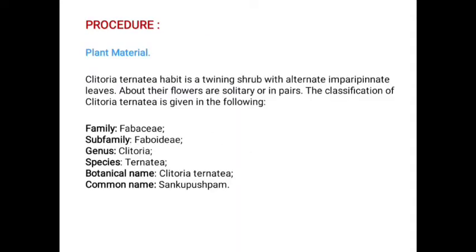Procedure. Plant material. Clitoria ternatea habit is a twining shrub with alternate imparipinnate leaves. The flowers are solitary or in pairs. The classification of Clitoria ternatea is given in the following. The family is Fabaceae, subfamily is Faboideae, genus is Clitoria, species is ternatea. Botanical name is Clitoria ternatea. Common name is Shankhpushpa.